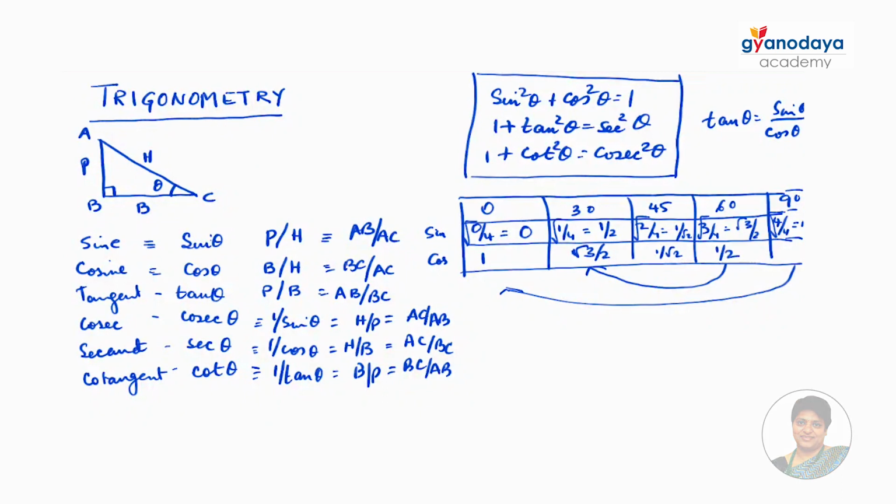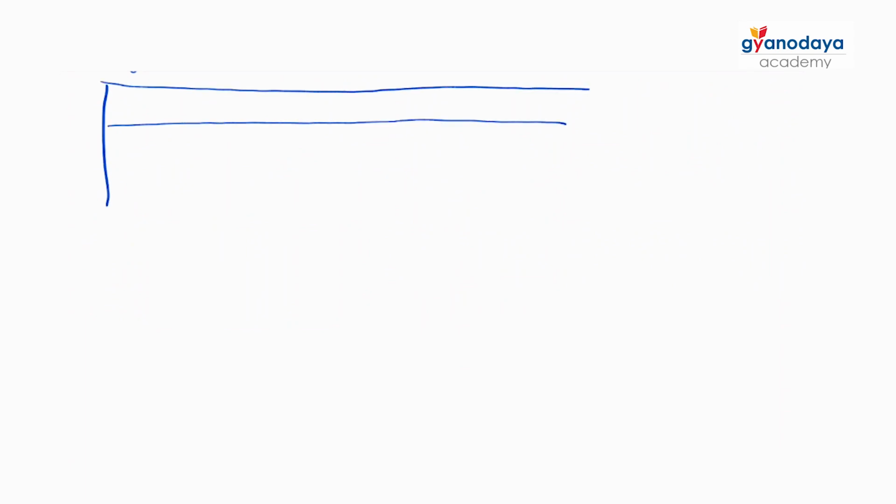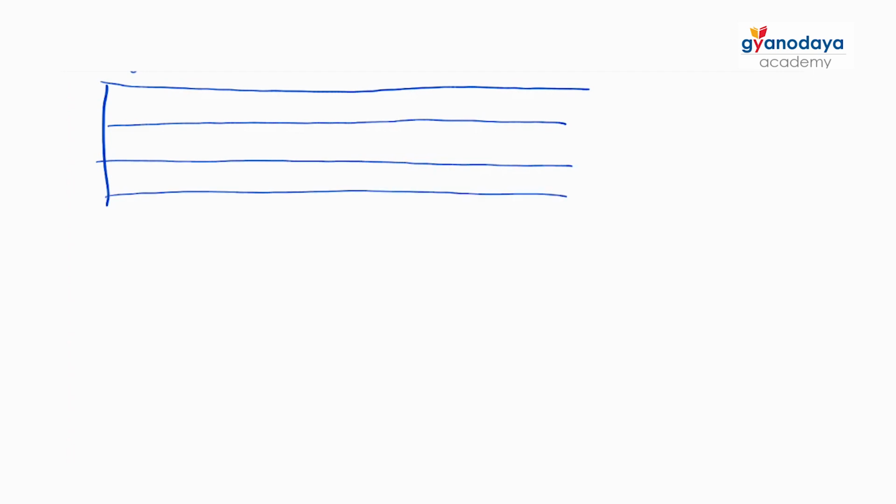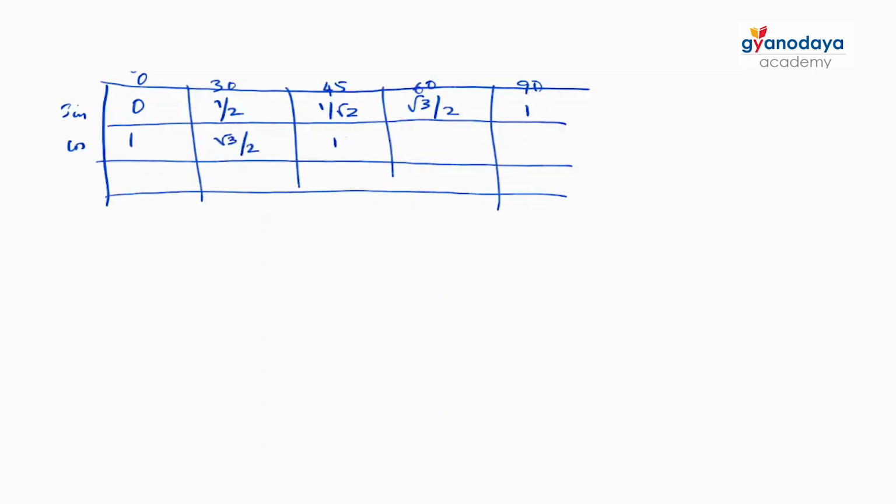Okay, so let me just rewrite it on a fresh page. Once you have memorized it, we can derive these things. These are the angles 0, 30, 45, 60 and 90. My sine is 0, half, 1 by root 2, root 3 by 2, and 1. Cos is 1, root 3 by 2, 1 by root 2, half, and 0.